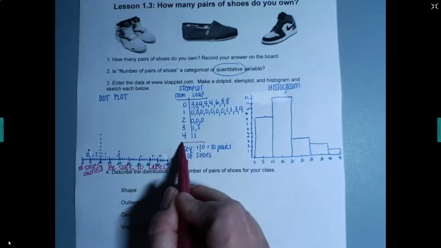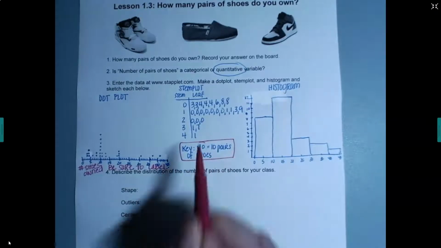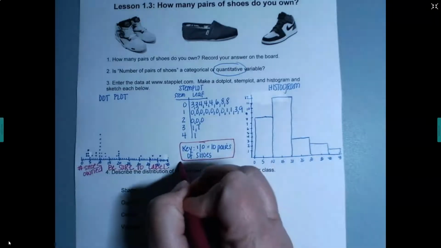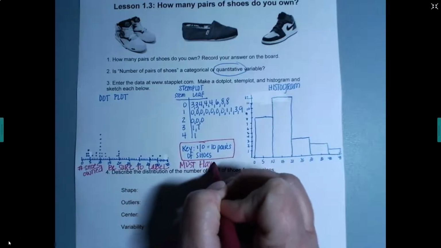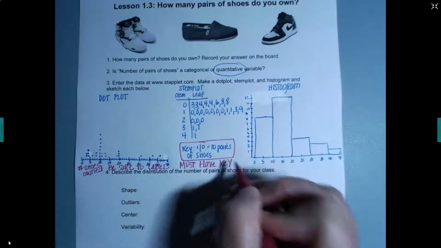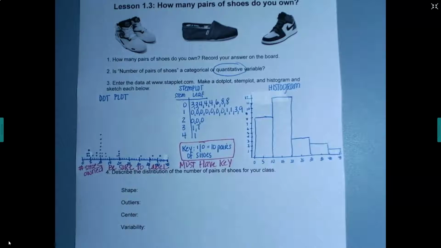So this is very important. You have to be sure that you include a key. If you do not include the key, you will lose points. Must have key. It's on all of the AP Stats reader rubrics. So I want to make sure we start including it right from the very beginning.